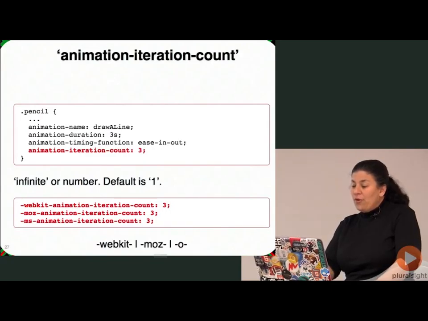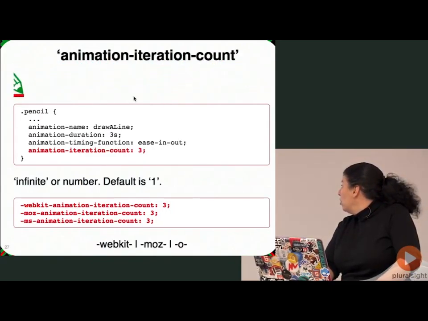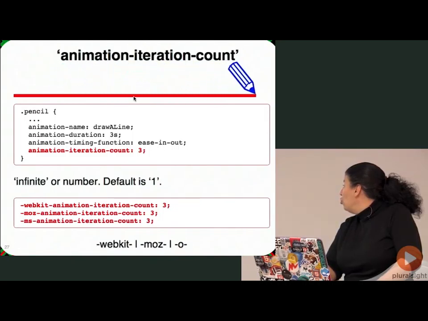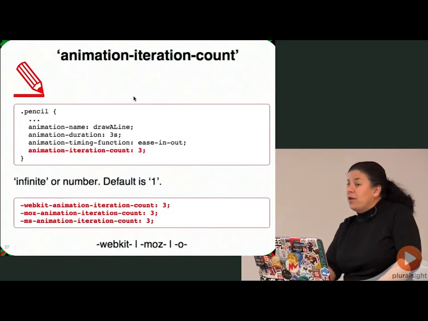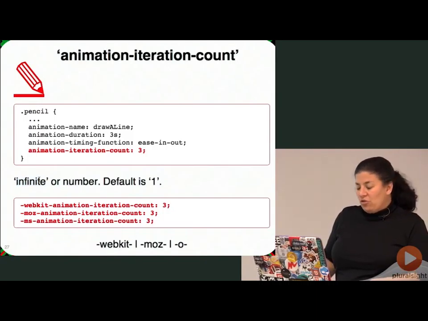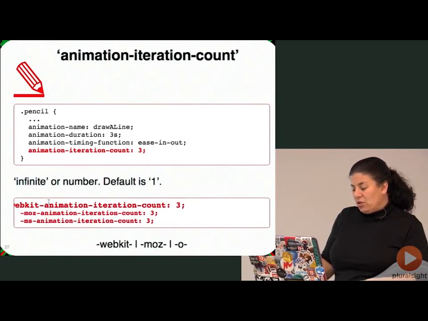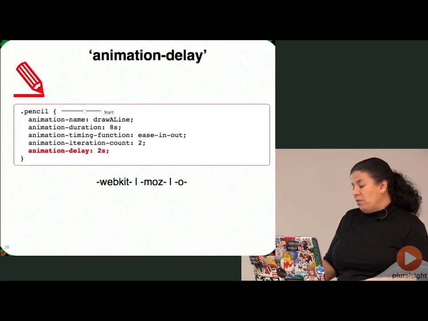Okay, so iteration count. This time it's going to go 3 times. 1, 2, 3. And then it's done, because I told it to go 3 times. The default value is 1, and the only keyword that is not an integer is infinite. So the value should be an integer. And of course you're going to prefix these, right, with -webkit-animation-iteration-count, -moz, -ms, and some of those might be over and done with.